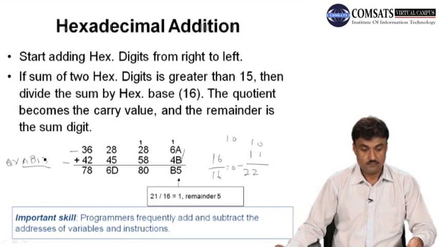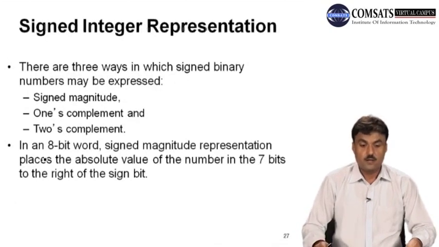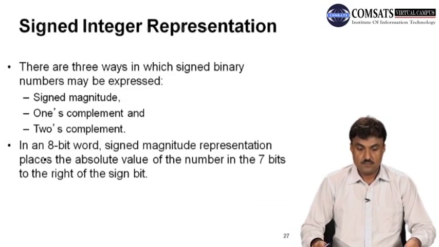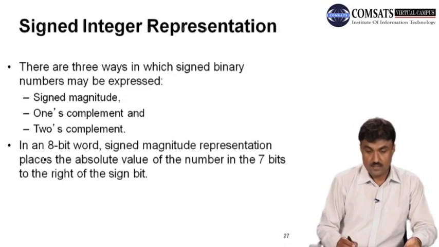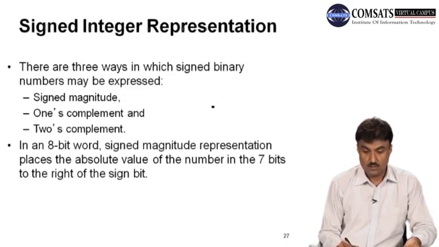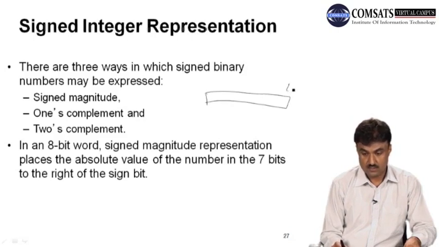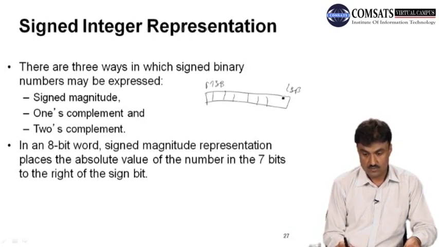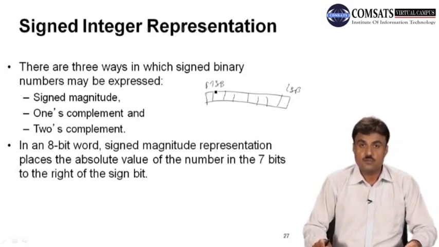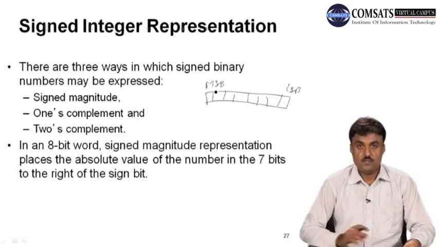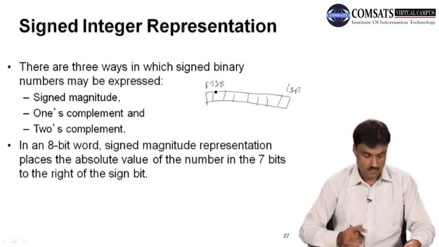Sometimes we add or subtract some numbers from this address, so we will use this type of addition in those cases. Now, whatever we discussed in previous slides was about unsigned numbers. For example, for an 8-bit number, we were using all 8 bits from the least significant bit to the most significant bit, LSB to MSB, to store a complete unsigned number that ranges from 0 to 2 to the power 8 minus 1.